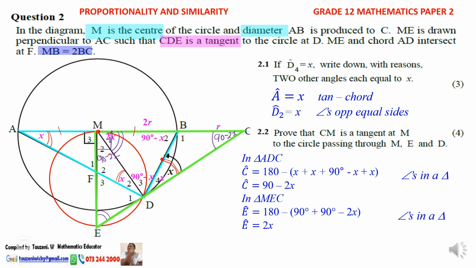Now the value of angle E is equal to 2x, and the value of angle M1 is also equal to 2x. Therefore, line CM is a tangent to the circle at point M. This is coming from the converse of the tan chord theorem. That answers question 2.2. So 2.1 and 2.2 are done. Once you put information together, it becomes very easy to see the relationships that you must connect to produce the answers that are required by the question.